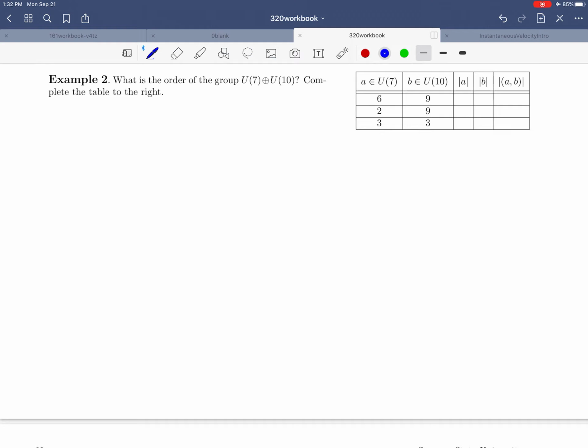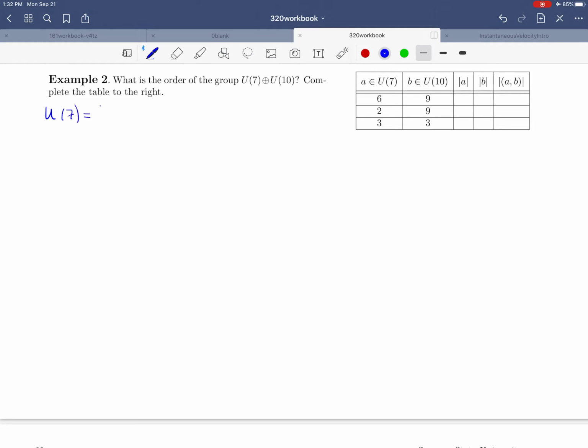And this is like a theme for this section. We would like to learn more about the structure of this new type of group, this external direct product, by looking at specific examples and then seeing if we can generalize and learn something more about the structure of our external direct products. So let's start this problem by remembering what U7 and U10 are.